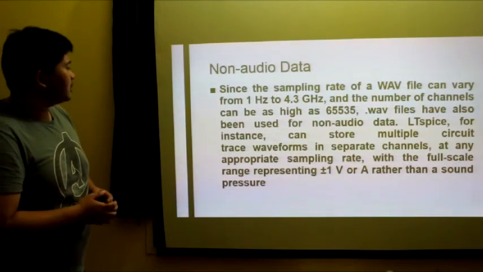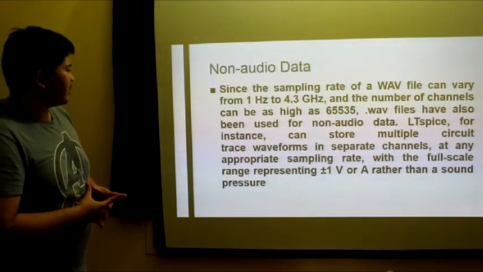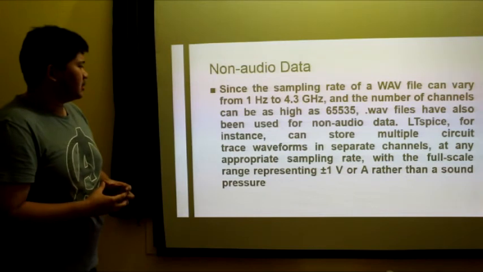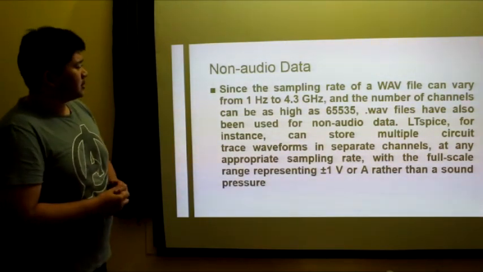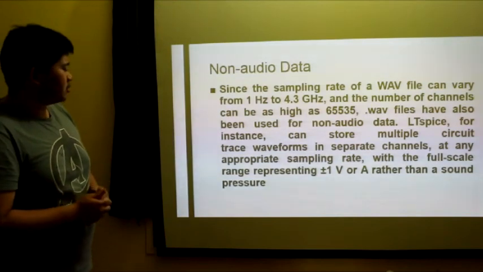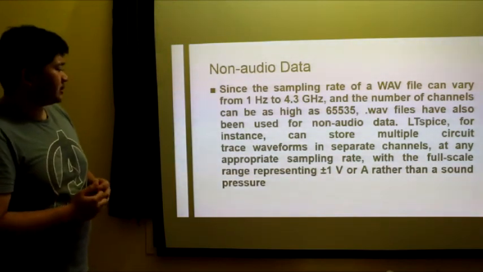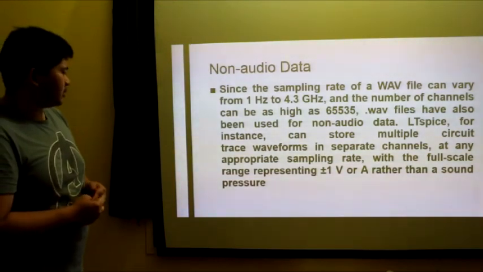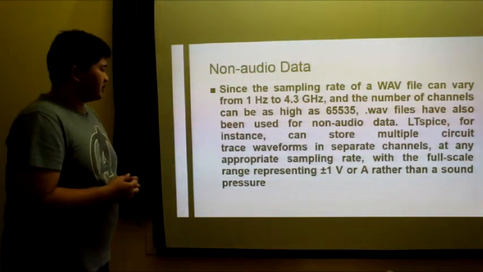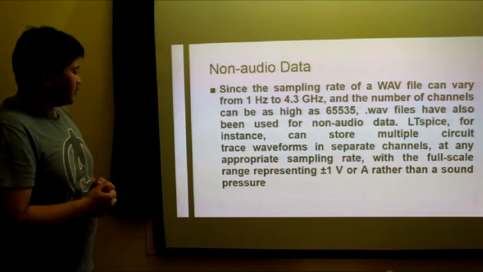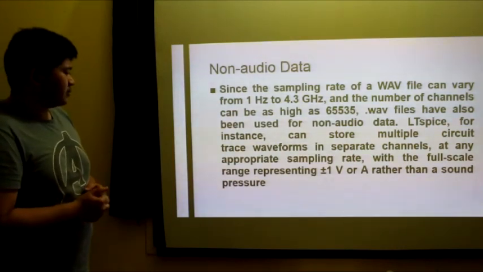About non-audio data. Since the sampling rate of a WAV file can vary from 1 Hz to 4.3 GHz, and the number of channels can be as high as 65,535, .wav files have also been used for non-audio data. LTspice, for instance, can store multiple circuit trace waveforms in separate channels at any appropriate sampling rate, with a full-scale range representing plus or minus 1 volt or ampere rather than the sound pressure.